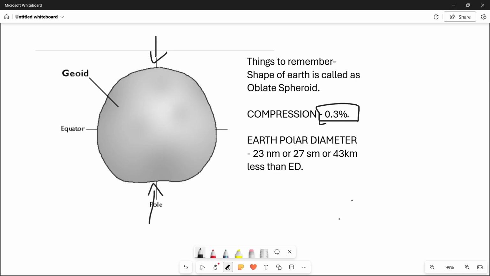The compression is 0.3%. It means that the Earth's polar diameter is less than the equatorial diameter. How much? 23 nautical miles or 27 statute miles or 43 kilometers. Correct? Easy?